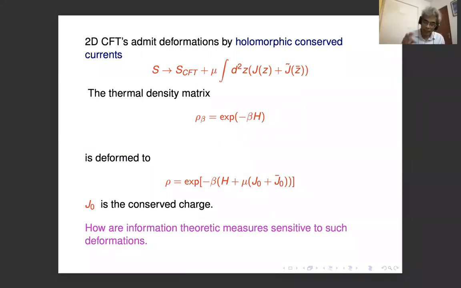There's another related question. Special to 2D CFTs are holomorphic conserved currents, like J(z), the U(1) current, which is holomorphic and obeys a current algebra. Suppose you have a CFT and you deform it by these currents, say with a thermal density matrix. Because the action is deformed, the Hamiltonian also gets deformed. Once you deform the CFT like this, how are information theoretic measures sensitive to such deformation? These are general questions, and we will make them formal and see how many results we get. I hope the questions are clear, roughly. There is a Virasoro symmetry, and you want to see how measures like entanglement entropy change under these symmetries of the CFT.